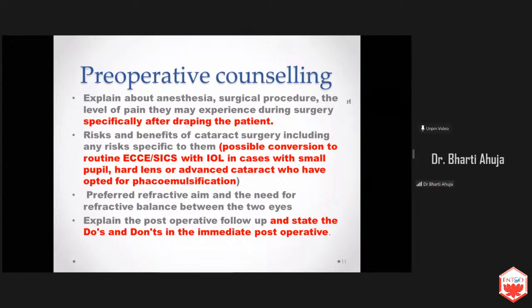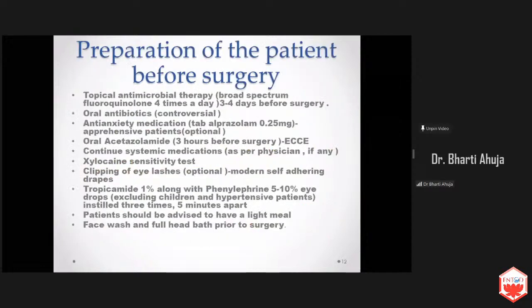Preferred refractive aim and the need for refractive balance between the two eyes, and obviously explain the post-operative follow-up and schedule. Preparation of the patient before surgery: patients need to have topical antimicrobial therapy. Generally, everybody uses broad-spectrum fluoroquinolones 4 times a day, 3 to 4 days before surgery. Again, there is a role of oral antibiotics, which is controversial and depends on the operating surgeon. There is no harm if we give oral antibiotics prior to cataract surgery.